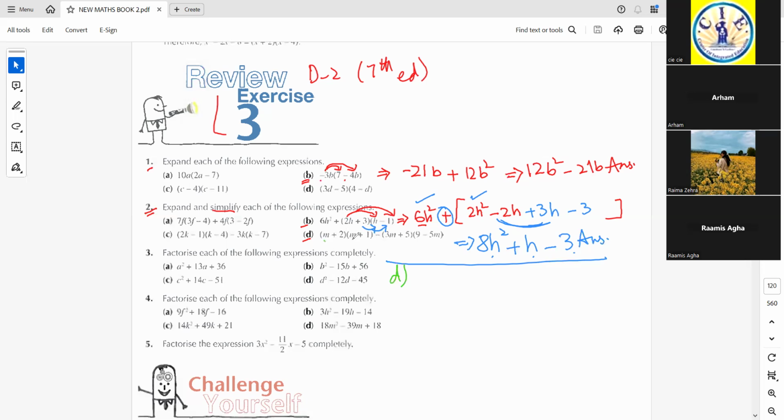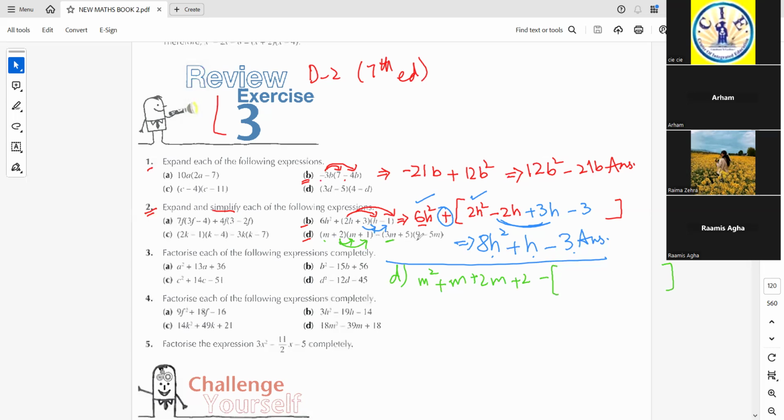M is to be multiplied with this m to make it m square. Then this m is going to be multiplied with 1. So m times 1 is m. Then 2 times m, that is 2m. And then 2 times plus 1, that is plus 2. Then there is a negative sign, so I need to be cautious. So I'm putting this bracket.